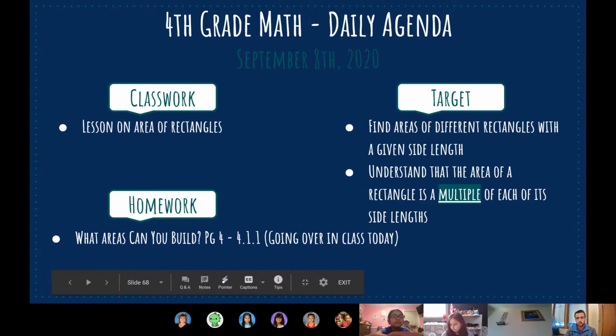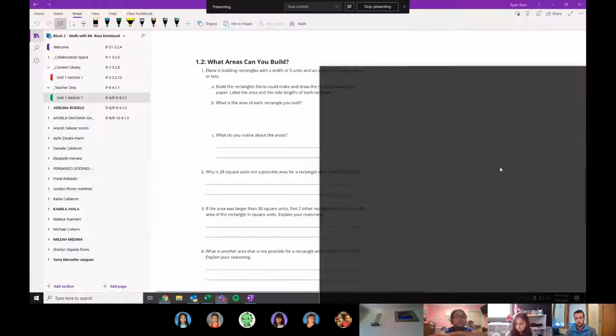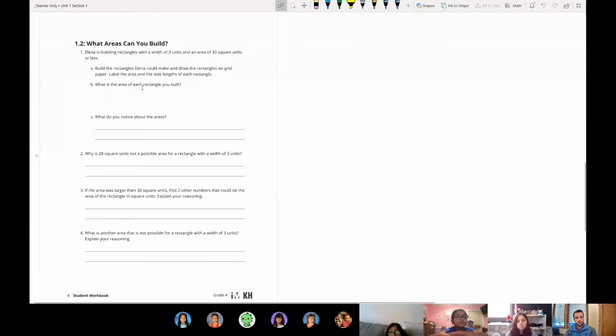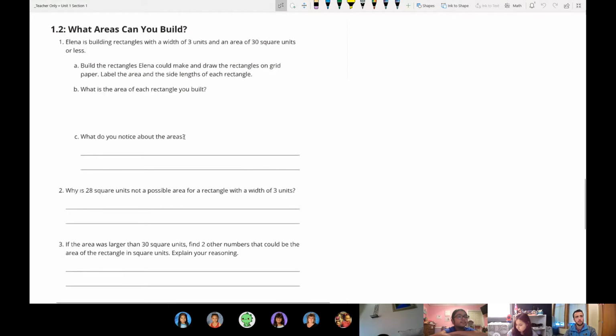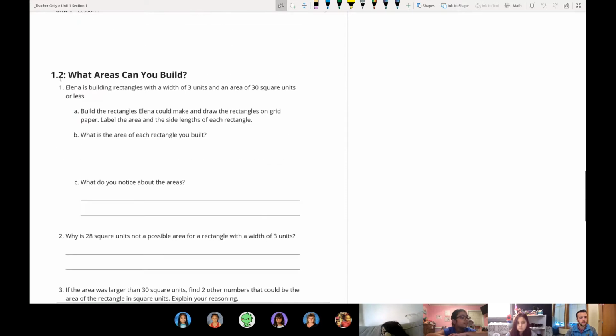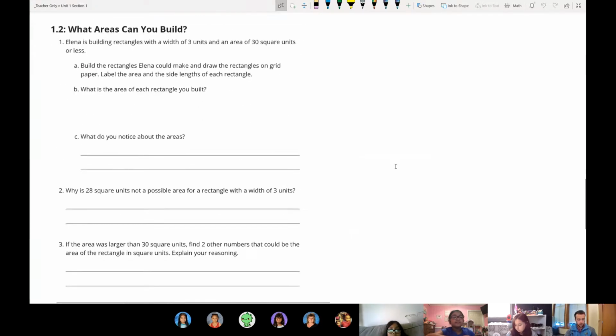Okay, I'll stop sharing that screen, move you over here, share this screen. Okay. So you should be able to see this What Areas Can You Build worksheet on my screen. Camila, can you give me a thumbs up if you see that? All right, Camila says she sees it. So everyone else should be able to see it too. This is page, it says 4 in here, but I believe it's 6 in your workbook. But just look for this title, 1.2, What Areas Can You Build?